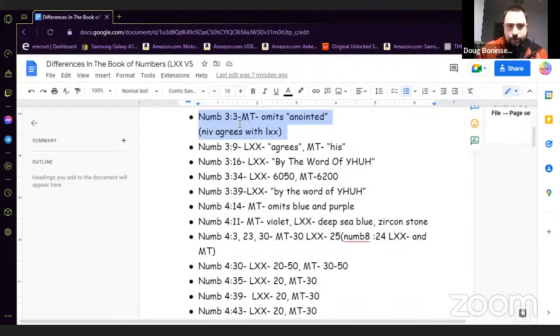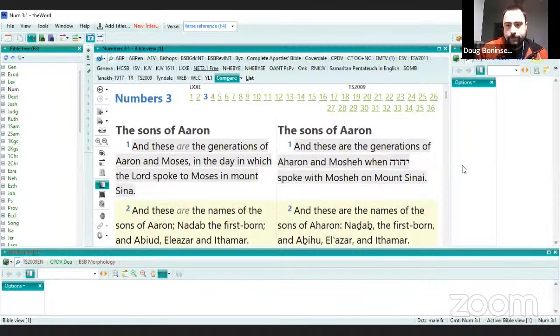Let's see here. Numbers 3:3. So now we're going to Numbers chapter 3, verse 3. Masoretic text omits anointed. And again, I put a little footnote here. NIV agrees with LXX in this version. In Numbers chapter 3, verse 3. And I'll show you guys why it's important, with the context. Because, if I'm not mistaken, this is the commandments talking about the anointing of the Levites. So this is pretty important to have the word anointed there. Okay, Numbers 3, verse 3.